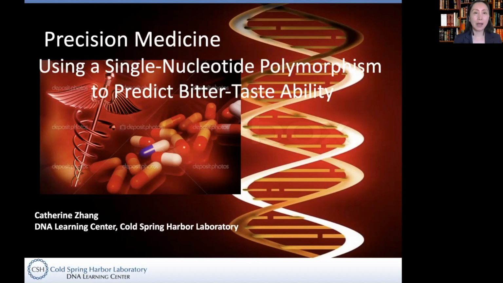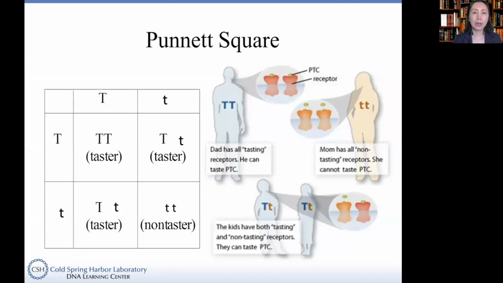In PTC Lab, we're going to learn how to use a single nucleotide polymorphism to predict bitter taste ability. That will help us to understand the genetic basis for precision medicine or personalized medicine. Let me recap what we learned from part 1.